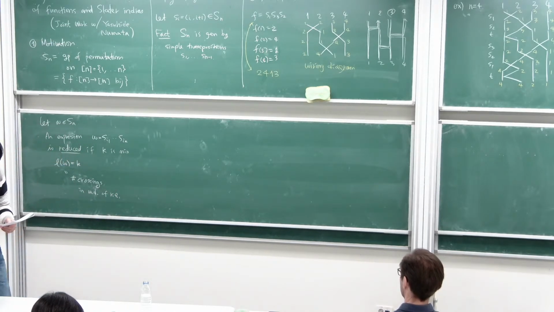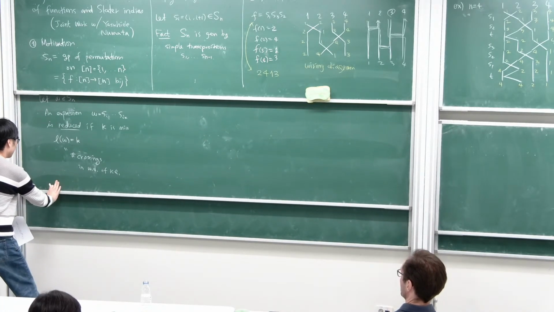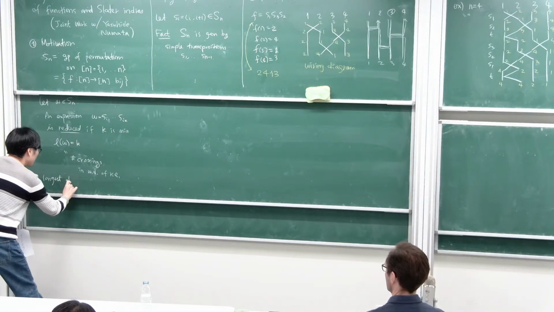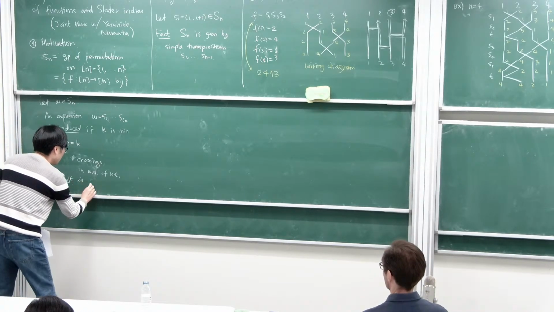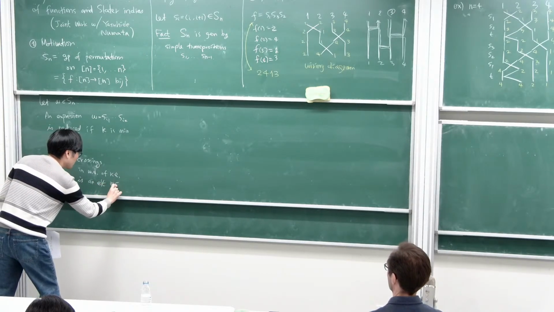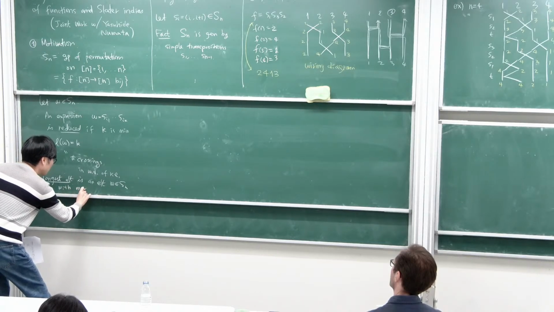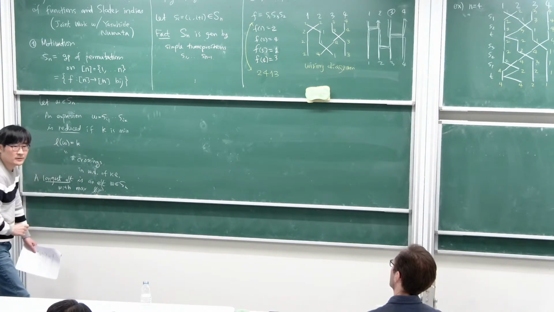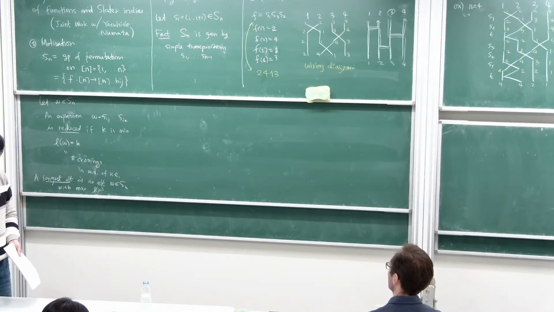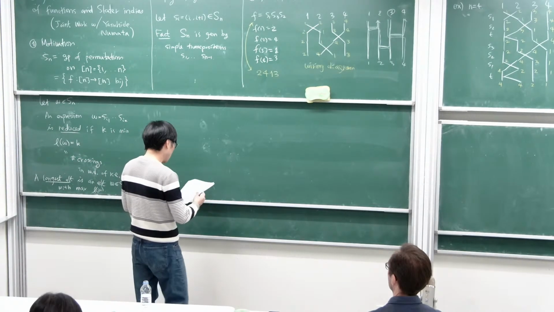Okay. And a longest word, as the name suggests, our longest element is just an element W with maximum length. So all permutations have different lengths. We find a permutation that has the maximum possible length. And for the permutation case, it's quite easy.